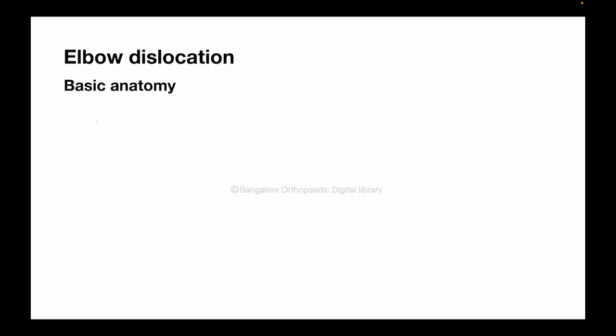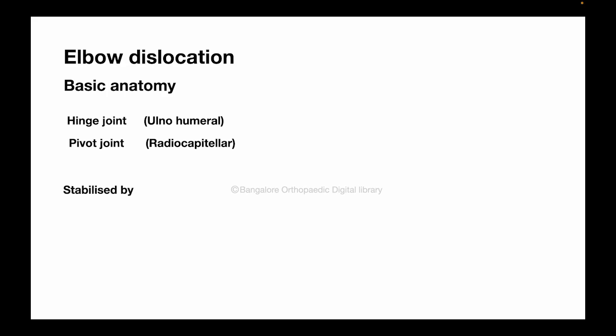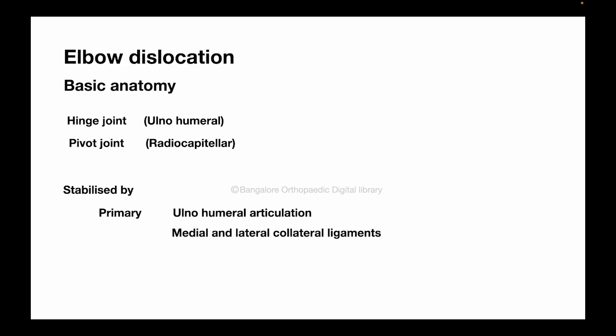Now we will move on to our next section, elbow dislocation. Elbow has two joints. The ulnohumeral joint is a hinge joint and the radiocapitellar joint is a pivot joint. The stability of these joints primarily come from the ulnohumeral articulation and by the way of the collateral ligaments. Radiocapitellar articulation is the secondary stabilizer of the elbow joint.